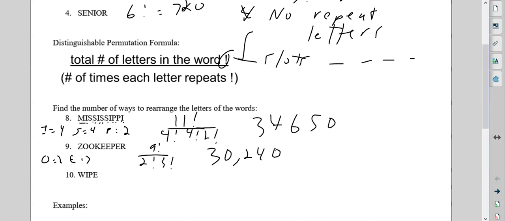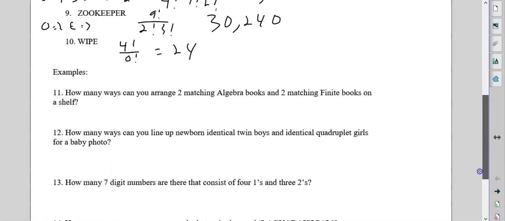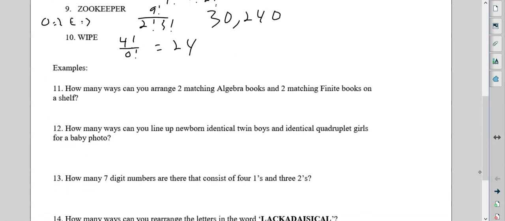Now wipe, just like above, is just 4 factorial. Okay, technically, it's divided by 0 factorial because there are no repeating letters. We don't have to waste our time doing that. That's just 24. Okay, so how many ways can you arrange two matching algebra books and two matching finite books on a shelf? Okay, so matching, this is like saying repeating. Okay, so we have four books total, and then we have two of this class and two of that class.